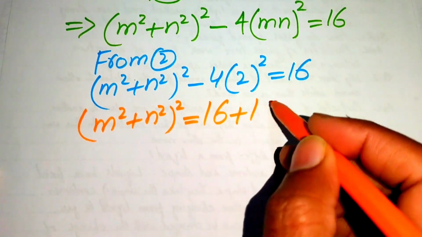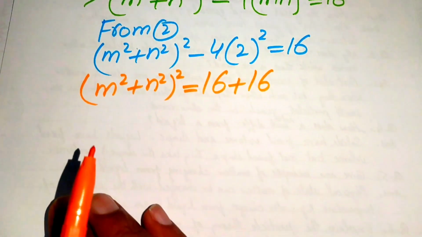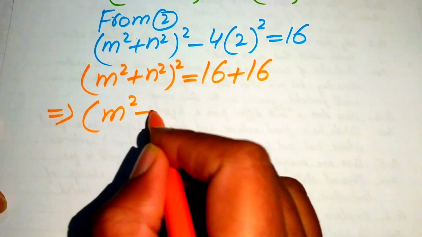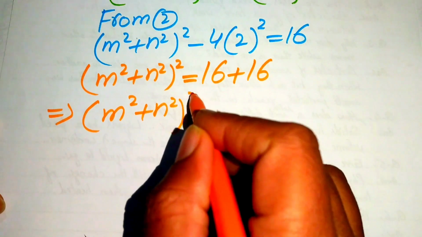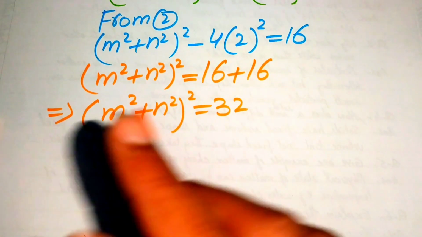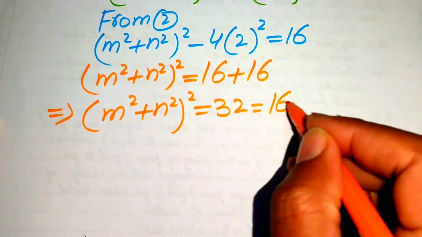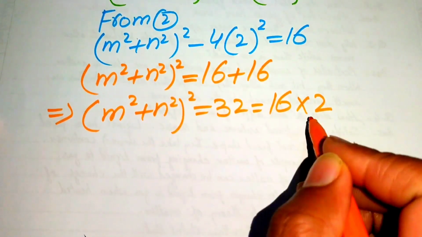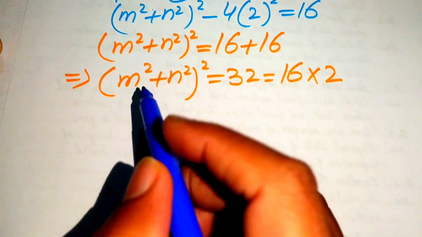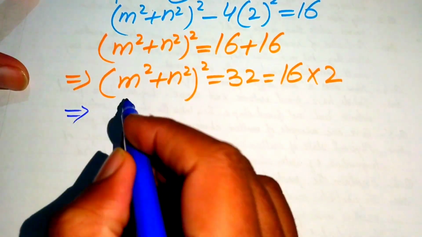So here we have 16 plus 16, and now we simplify the terms and we have (m square plus n square) whole square equals 32, and we write this 32 as 16 multiplied by 2, because 16 times 2 becomes 32. And in the next step we take the square root on both of the sides.